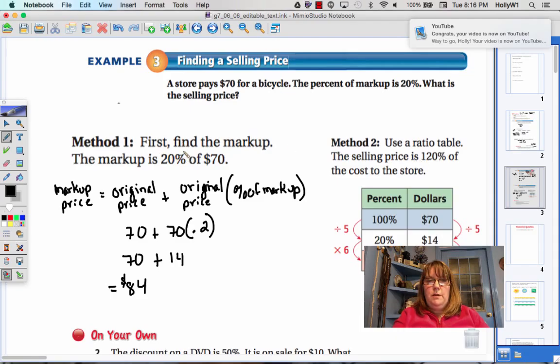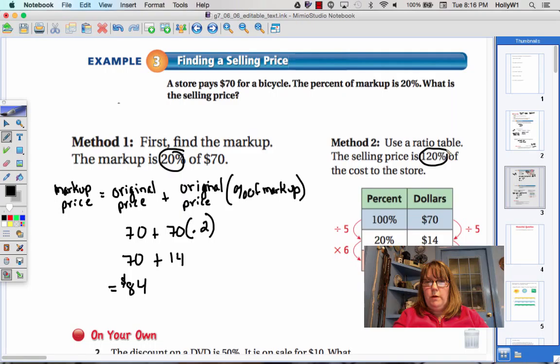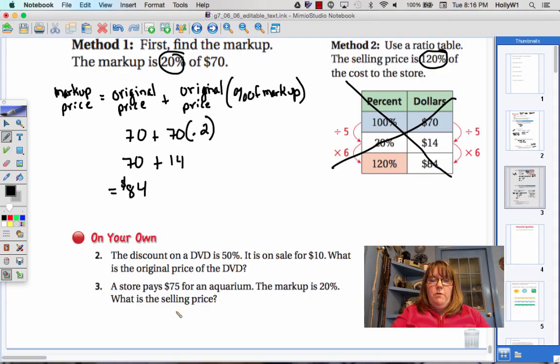So you would take the 20% and add it to 100% to give you 120%. So you could say 120% of 70 would give you 84. You can use a ratio table to do it. I actually didn't really do this in the classroom, so I really would think about it this way. So do the two on your own, pause me, and come back and see how you did.